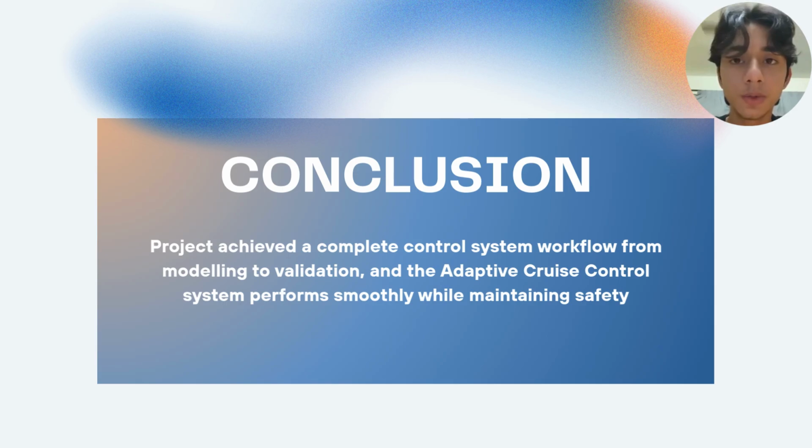So, in conclusion, the project demonstrates the complete workflow of a control system design process. We created a realistic model, analyzed its behavior, designed a two-loop adaptive cruise control structure, and validated it with simulation. The system is able to follow the lead vehicle smoothly and maintain safety throughout the test.